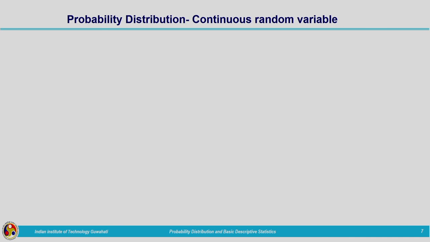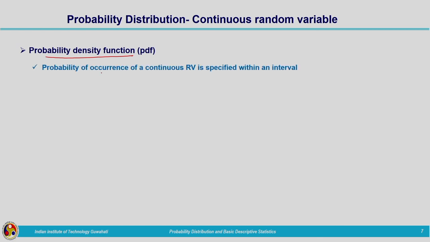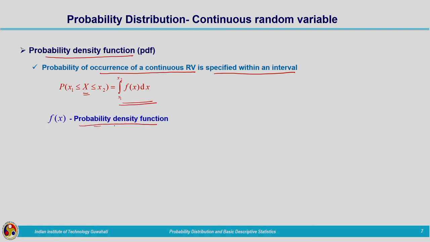Now coming to the probability distribution of a continuous random variable. In the case of a continuous random variable, we make use of the probability density function, PDF. In the case of a discrete random variable, it was represented by means of the probability mass function. Here it is the density function. That is, the probability of occurrence of a continuous random variable is specified within an interval. So the value of x is specified within a range like this. Capital P of x1 less than or equal to capital X less than or equal to x2 can be written as the integral from x1 to x2 of f(x) dx. In this, f(x) represents the probability density function.